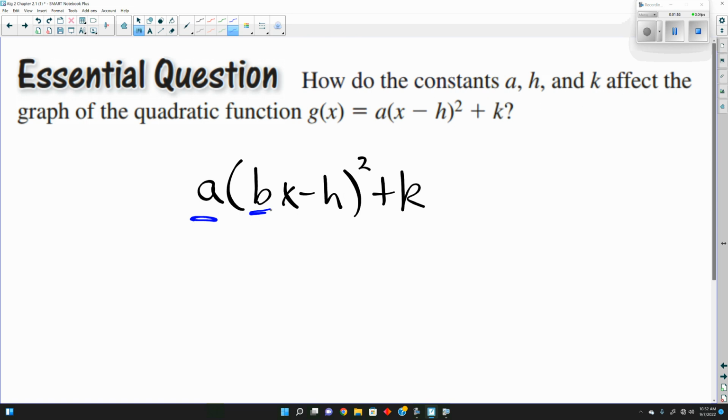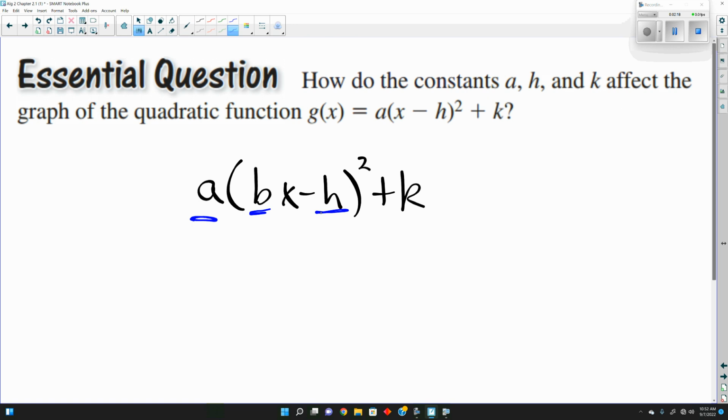And then again, anything inside the parentheses is going to be the opposite of what we think. Our h was the movement in which directions? Left and right. And again, it's the opposite of what we think, because if it looks like it's being subtracted inside the parentheses, it's moving to the right. If it looks plus, we have plus that value, it's moving to the left. It's the opposite of what we think.